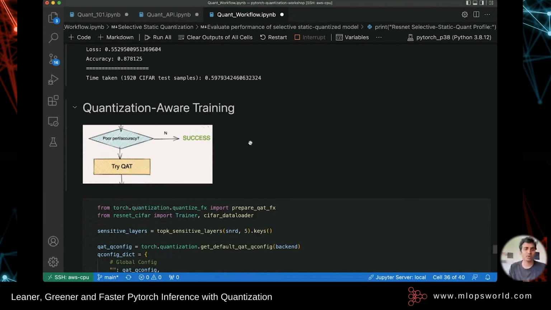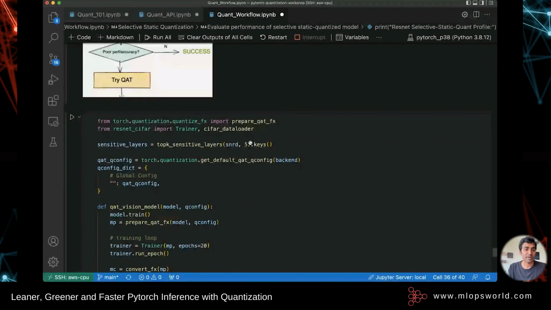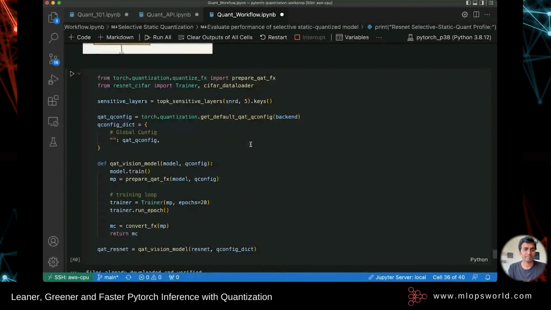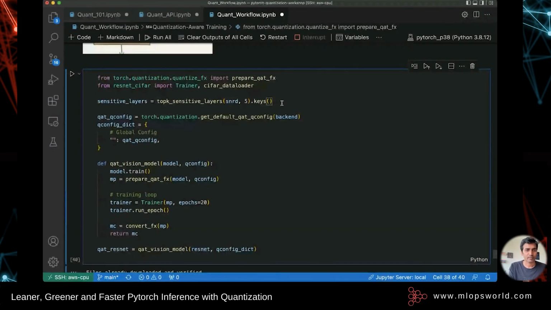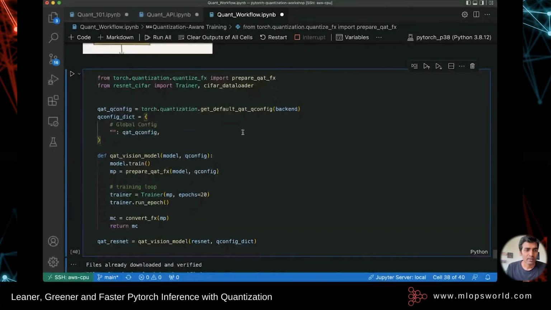Like if none of this has worked well for us and we still want better accuracy, the final option that we can try is QAT. Now, remember, this is a much more involved technique because it requires fine tuning the model. But let's take a look at what that looks like. So I have my default QAT config that I'm applying to all of the layers.